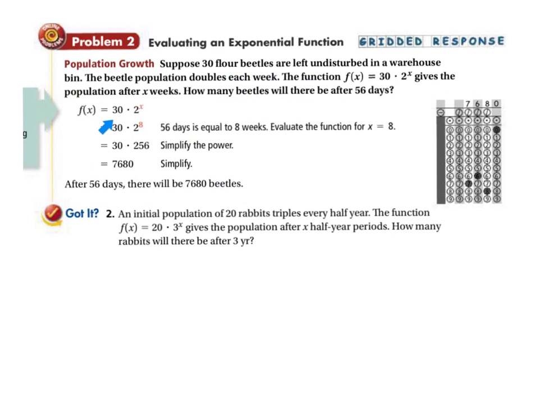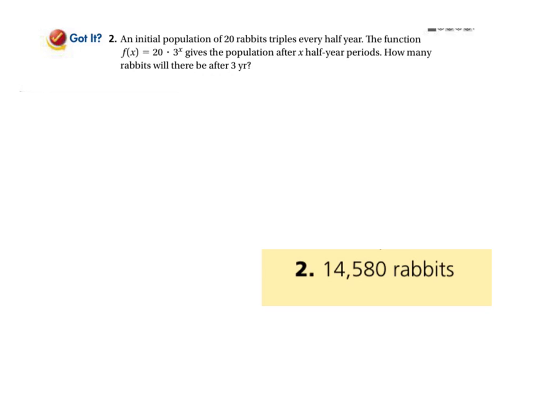One thing to note in here is that there were certainly probably 30 beetles to begin with. So that's an important bit of information. This problem is extremely similar to the last one.